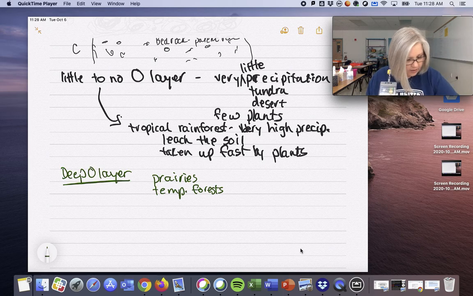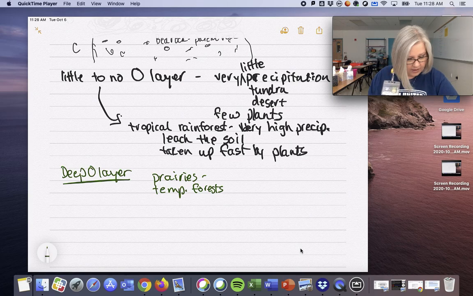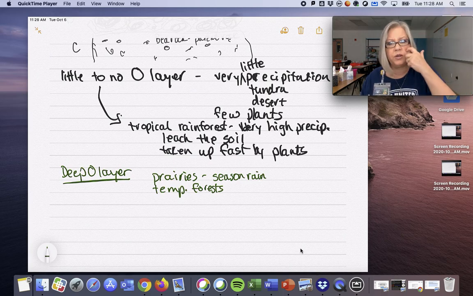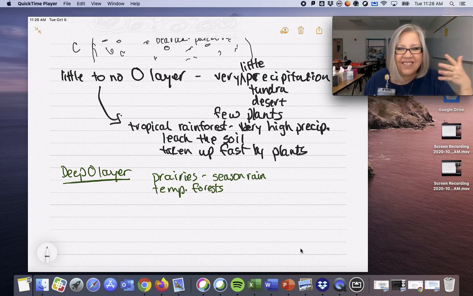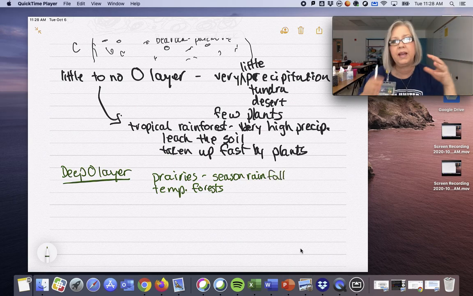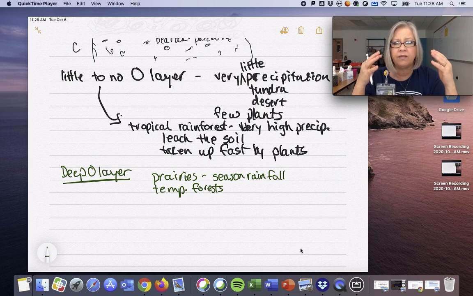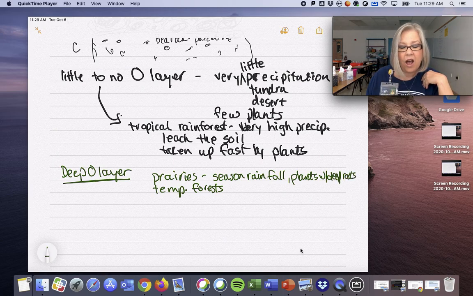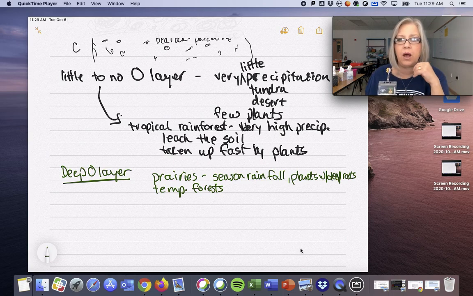Now, why do the prairies have a deep O layer? Mostly because they have seasonal rainfall, and then a little higher, those temperature variations that happen. So see how this all ties back in with climate? We're all coming right back down to it. So seasonal rainfall can cause those plants to grow very quickly, and also they have very deep roots. So plants with deep roots.